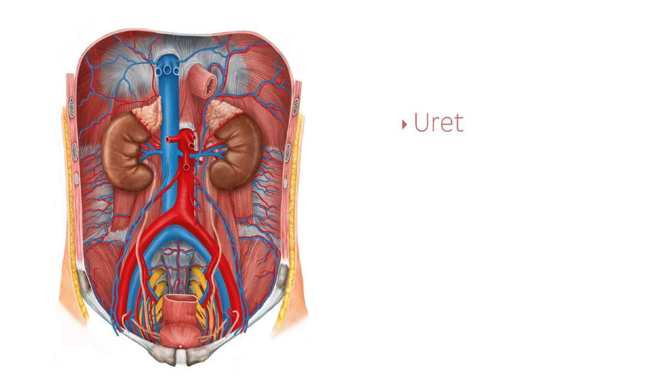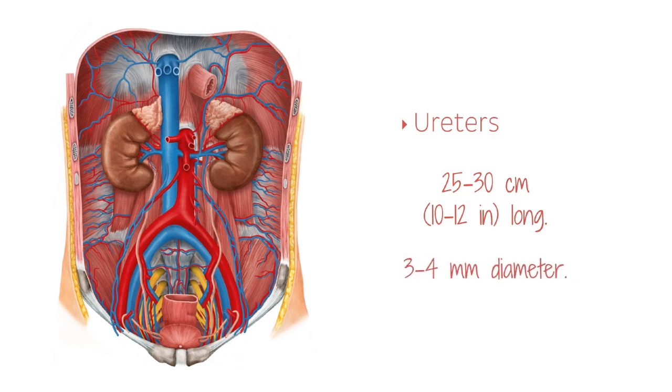These are the ureters. They are tubes made of smooth muscle fibers that will propel urine from the kidneys that you see here on this image to then the urinary bladder that you find here. In the adult, the ureters are usually 25 to 30 centimeters long and 3 to 4 millimeters in diameter.